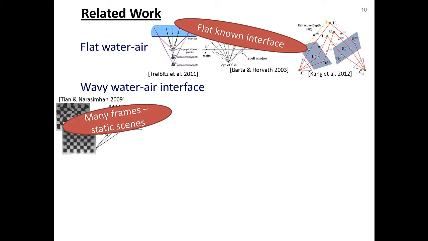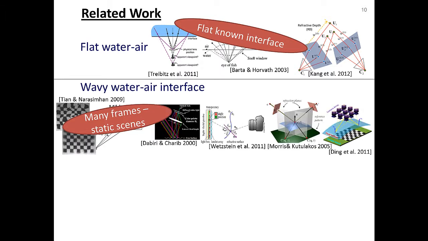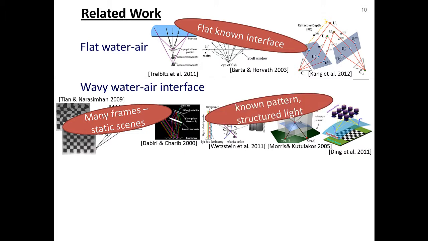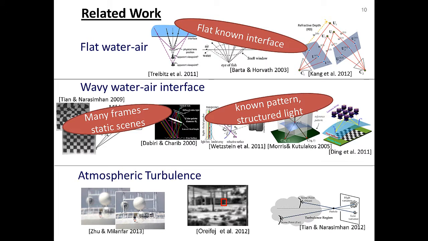There are multi-camera methods dedicated to recovering a wavy water-air interface. These methods, however, often rely on a known calibration target or a structured light. They are thus not intended to triangulate unknown objects behind a water-air interface. Dynamic distortions are also present when imaging through atmospheric turbulence. There are works on image undistortion, motion detection, and also triangulation. However, the distortions there are much weaker than in water-air interface.